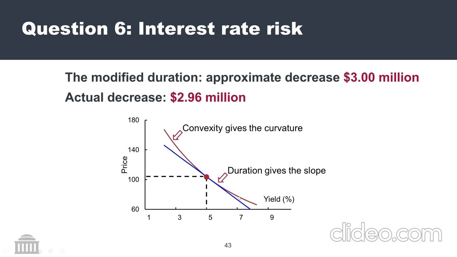You can see that due to the convexity, the actual decrease in the value of these liabilities would actually be lower than what it would have been if we just used the modified duration to approximate that change. And this is precisely what we found in this question.